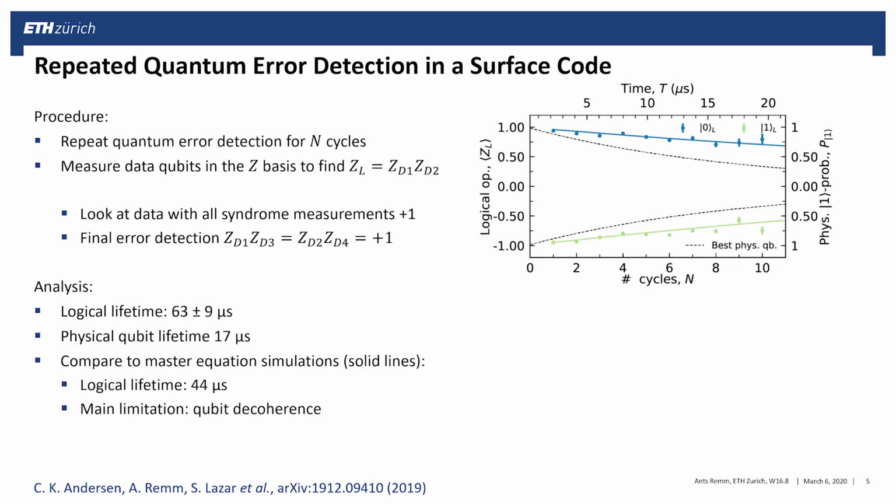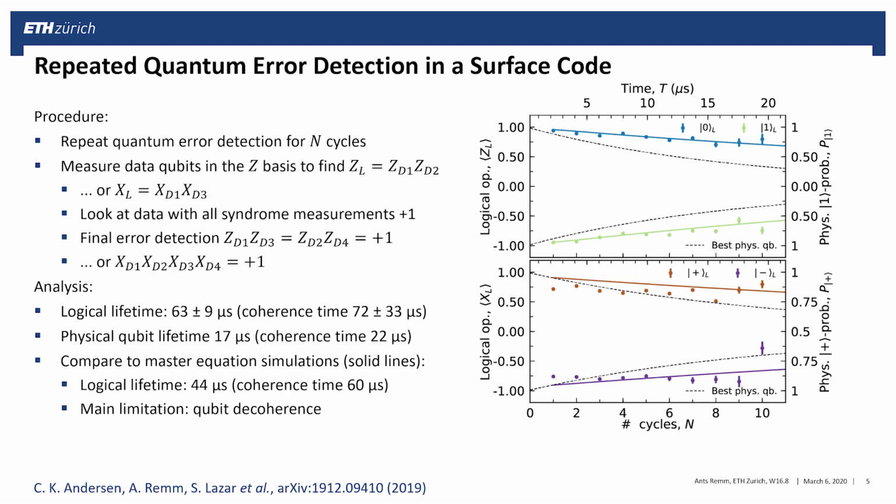We also did a master equation simulation taking into account the physical qubit decay, decoherence, and readout errors, and also the residual ZZ couplings between the neighboring qubits. And the results are shown in the solid lines. As you can see, the simulation matches our data quite well. This tells us that the main limitation of our algorithm is qubit decay and decoherence.